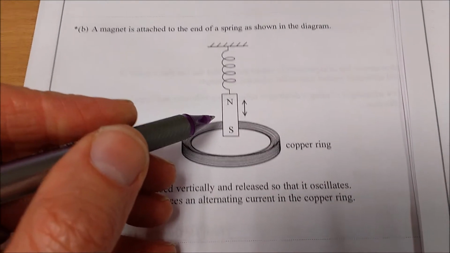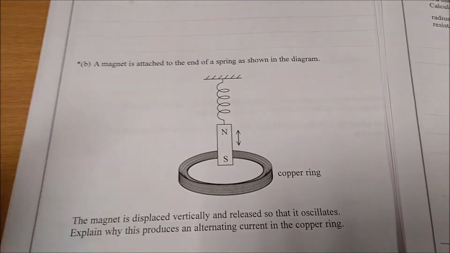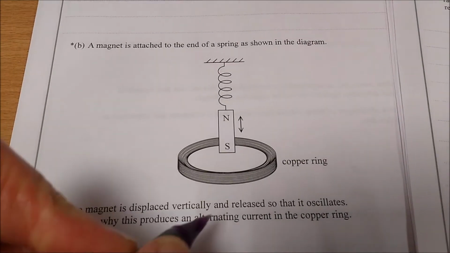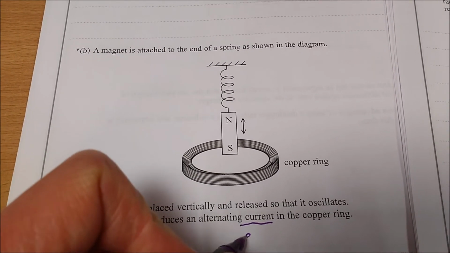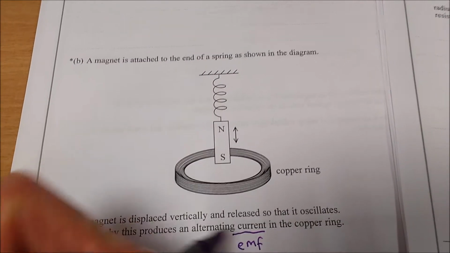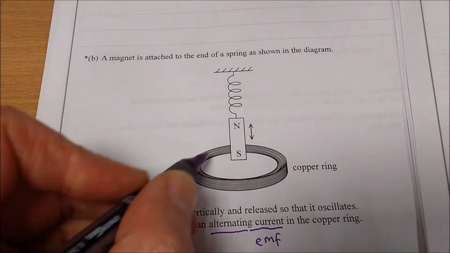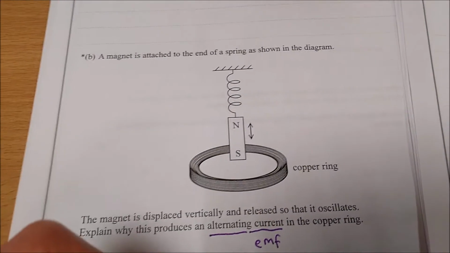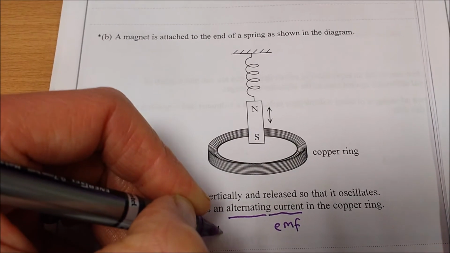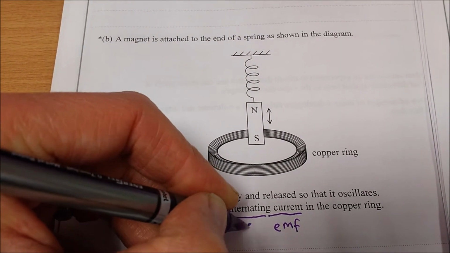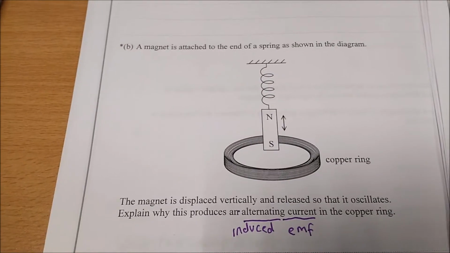Well, this is about induction, isn't it? Part A was Faraday's law of electromagnetic induction, so it's going to be about an induced EMF, isn't it? So if you've got an alternating current, what comes before a current must be an EMF. So you're trying to explain why there's an EMF, but it's an alternating current, constantly changing direction, so there must be an alternating EMF, and it's an induced EMF as well. So you must therefore be trying to explain why you've got an alternating induced EMF.